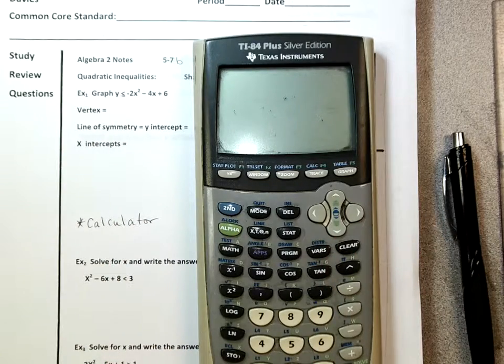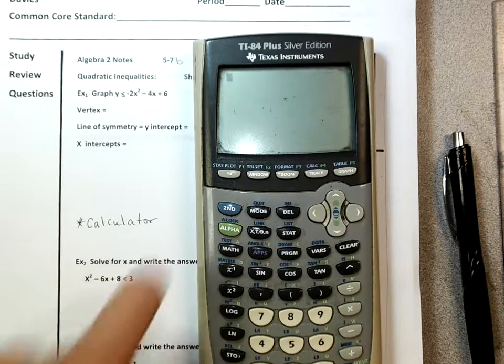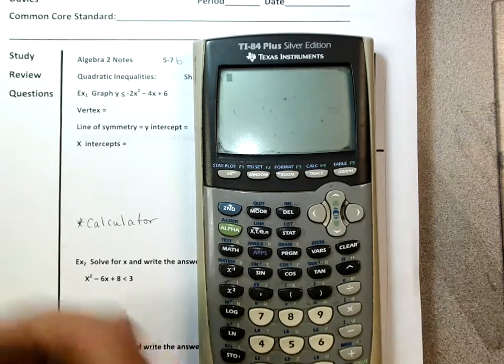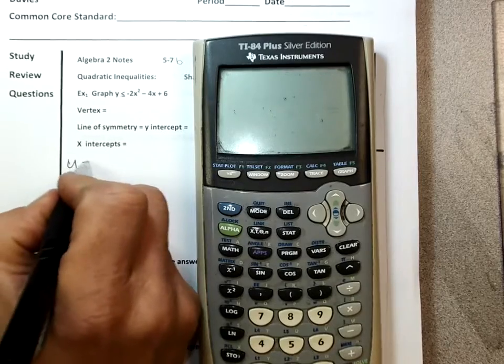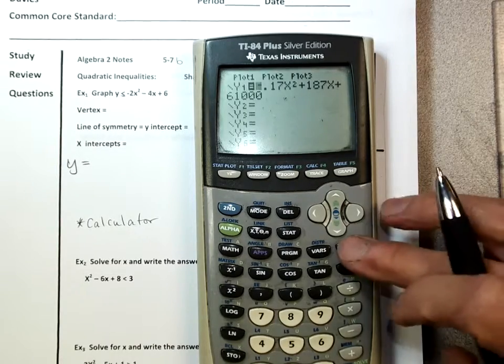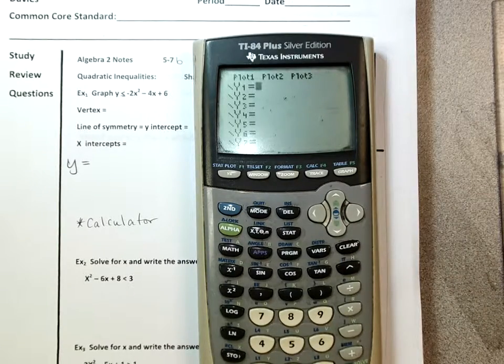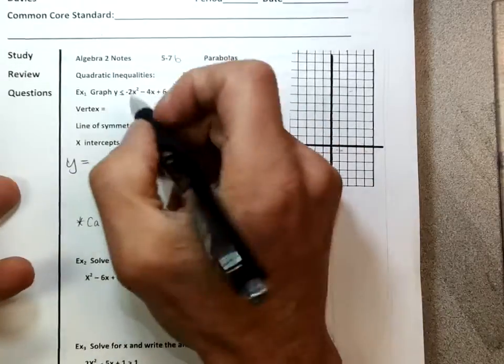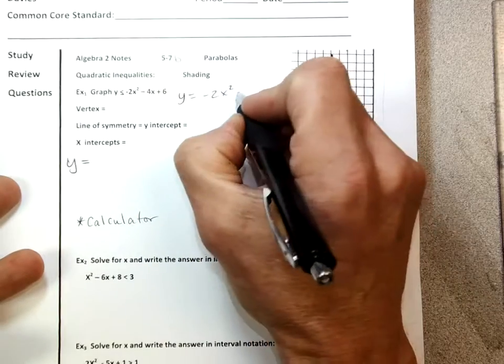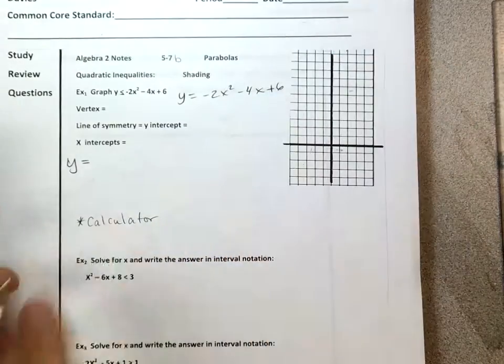Okay, I'm going to go turn it on, okay? Clear everything out, okay? What we're looking for is the y equals. The y equals button is right there. So we're going to go right to, on the calculator, the y equals button, okay? Now, I already have something in there. I'm going to clear that out because what I want to type in is this, for right now, y equals negative 2x squared minus 4x plus 6, okay?